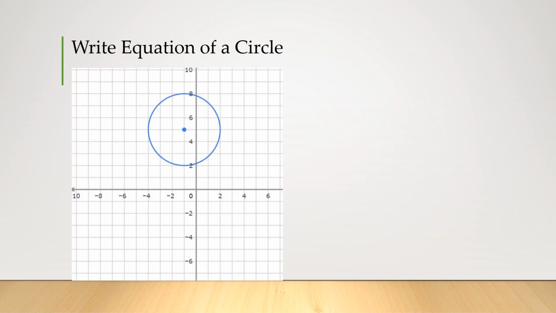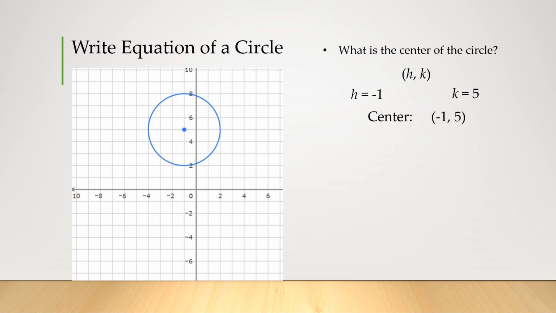Now, the center of the circle is in the second quadrant. So we need to find the x and the y, which will be h and k respectively. So what is the center of this circle? Well, we need to find h comma k, where h is -1, k is +5. So therefore, the center of this circle is -1, +5.